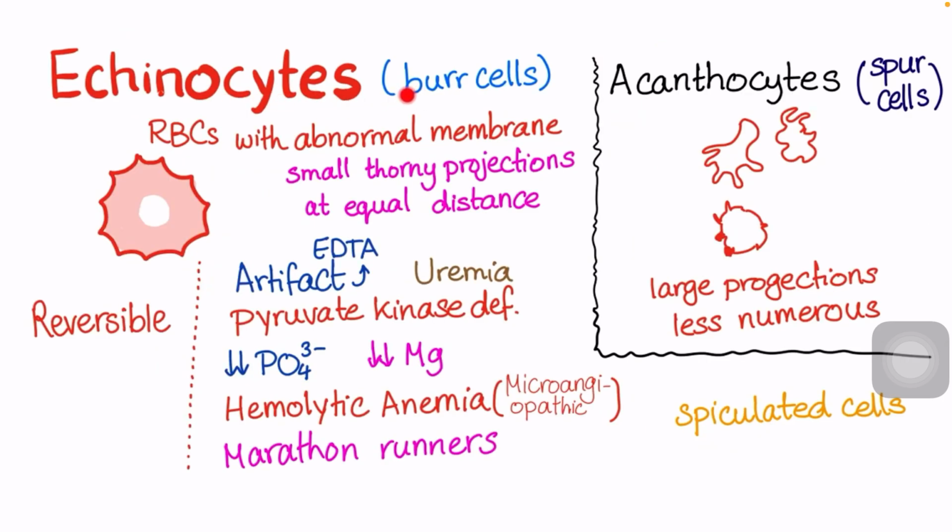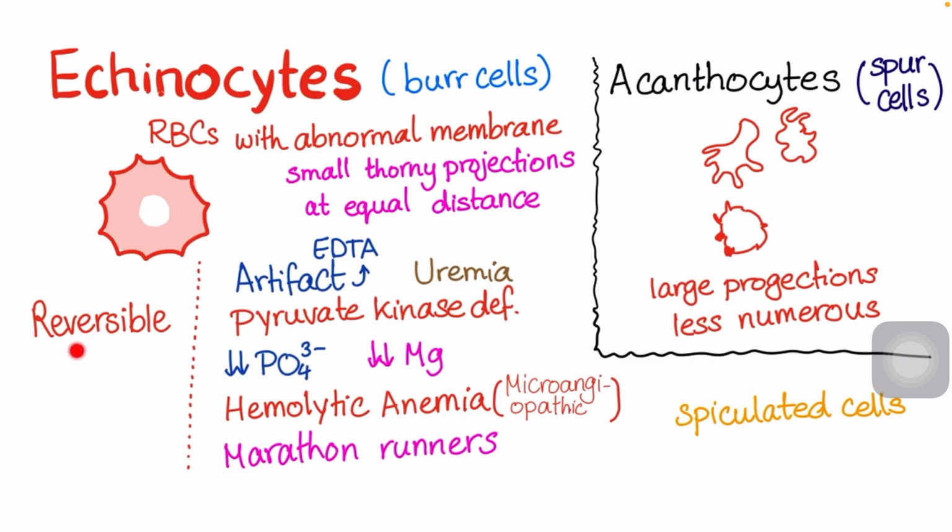Echinocytes, also known as Spur cells, are red blood cells with abnormal membrane. They have small, thorny projections at equal distance. Very important, at equal distance. They are numerous, they are small. Do not confuse that with acanthocytes or Spur cells. These have large projections, less numerous, and the interval or the distance between them are variable. Here they are uniform, equal, nice. Here are very variable and haphazard.